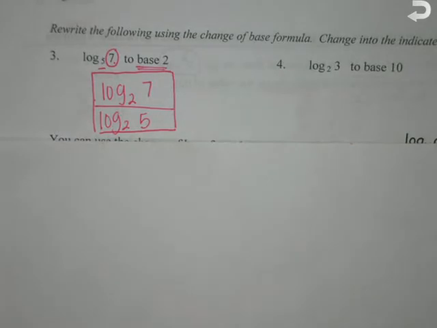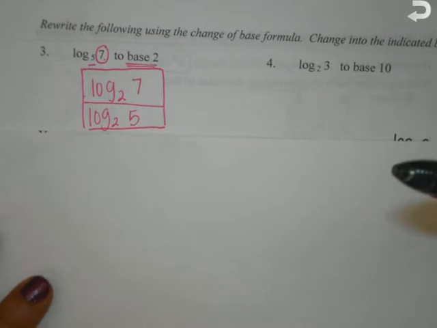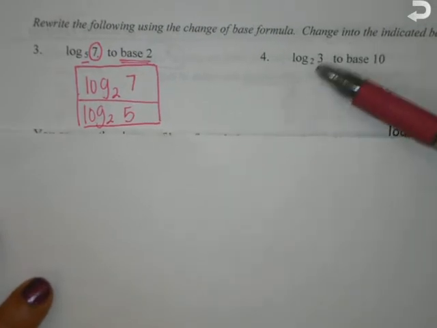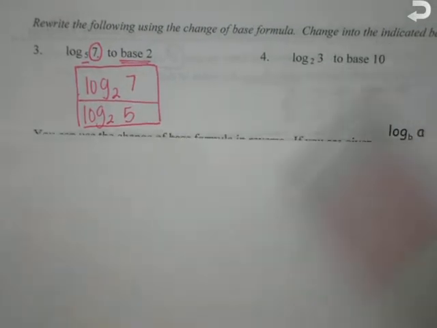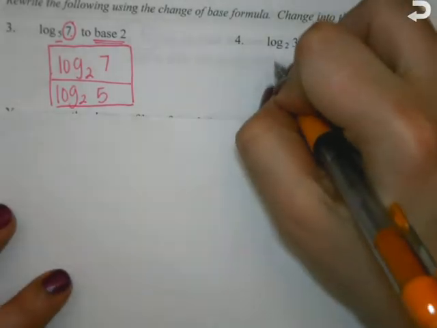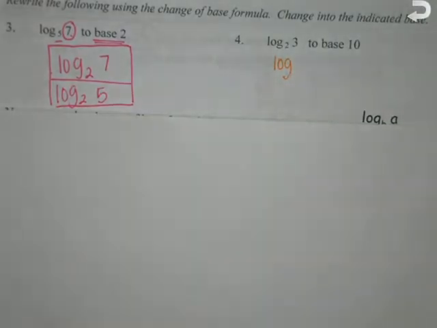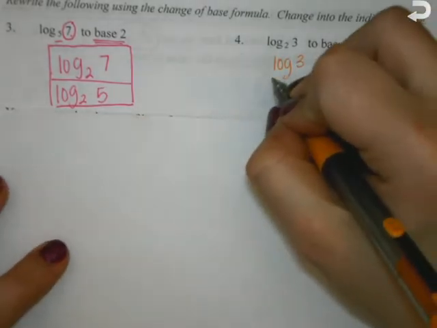So what I want you guys to do is do number 4 for me. Change log base 2 of 3 to a base of 10. So you're going to do the exact same thing that we just did, but this time you're going to do it in a base of 10. Okay, guys, so because I'm changing to a base of 10, that's going to be log by itself. If you wrote log base 10, that's okay too. What goes on top? 3. So it's log of 3 over log of what? 2. And that's your answer.